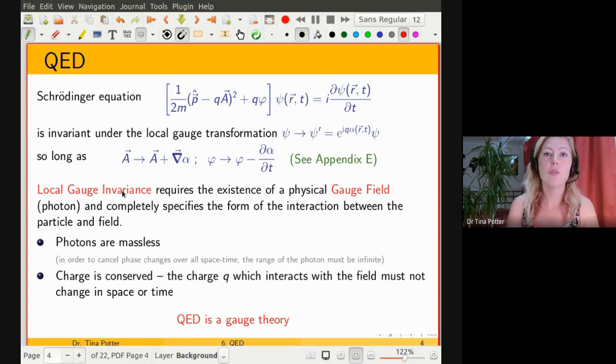And so the nature of this new gauge boson is that it's massless. We know photons are massless. You need the range of the photon to actually be infinite to make some cancellations over space-time.